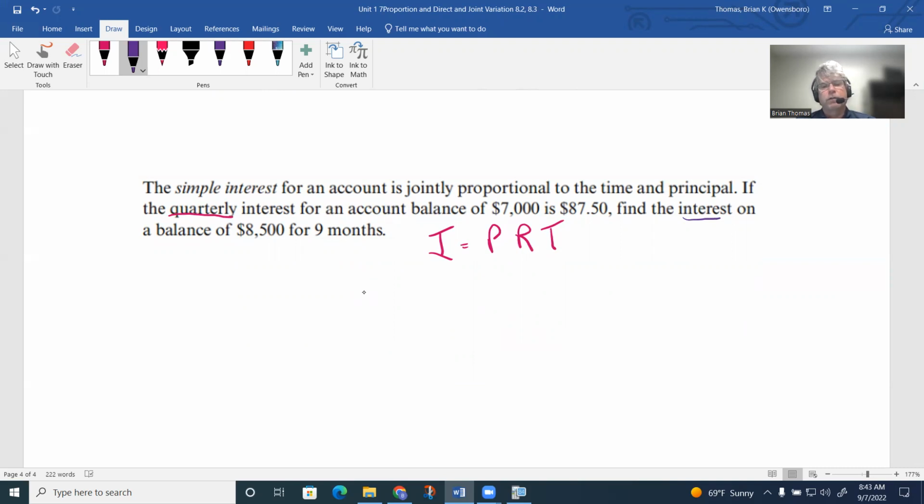But now we have two things involved, principal and time. So this is called a joint direct variation problem. Again, we don't know the interest. The principal, they said, was 7,000.